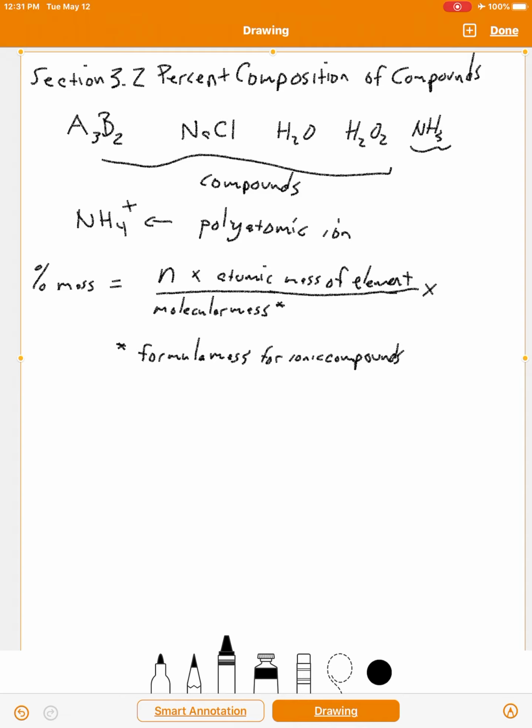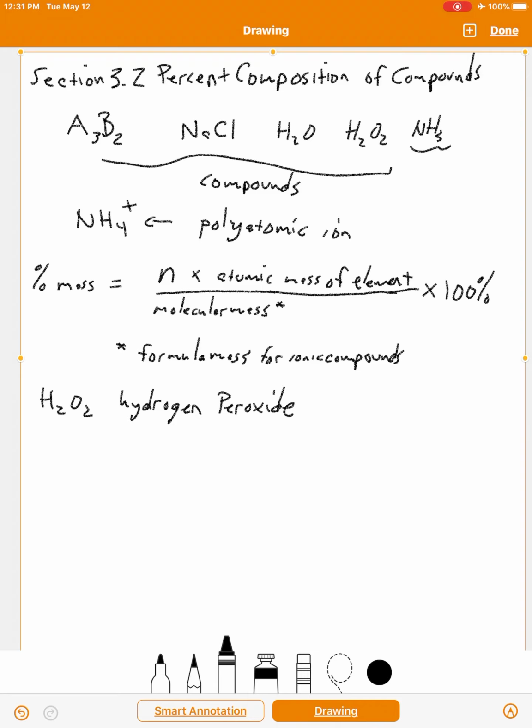Now, to make it a percentage, what do you do to turn a ratio into a percentage? It means per 100, right? You multiply by 100%. Okay? Very simple. So let me just show you. Simple calculation. Let's try, for example, hydrogen peroxide. Okay, H2O2 is the chemical formula.